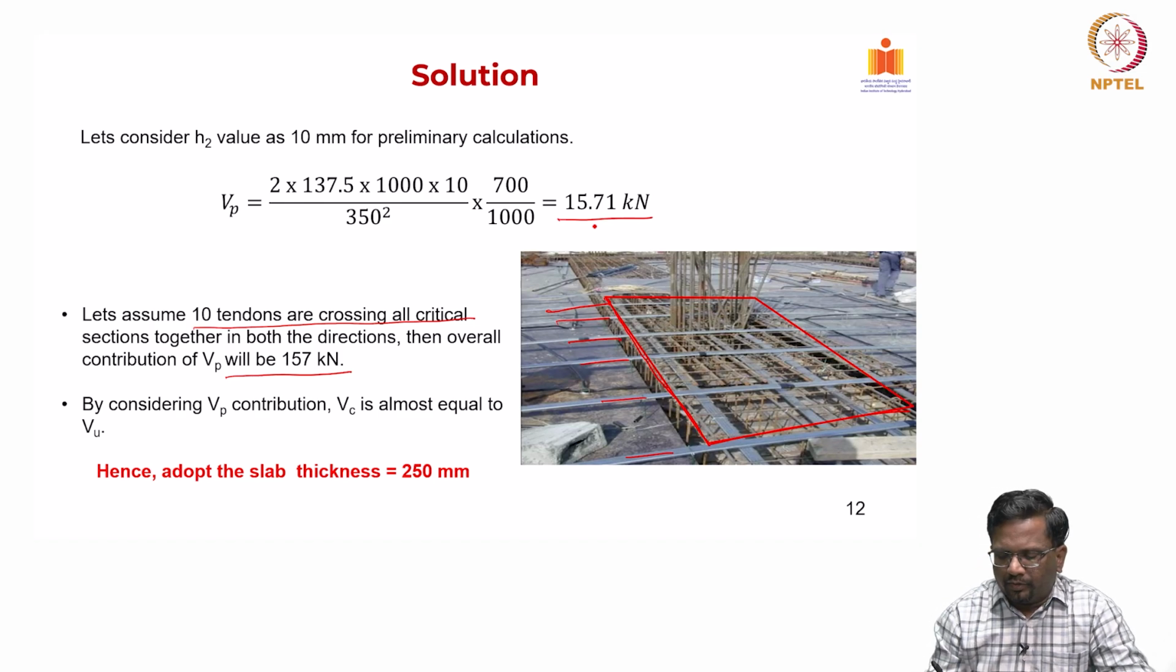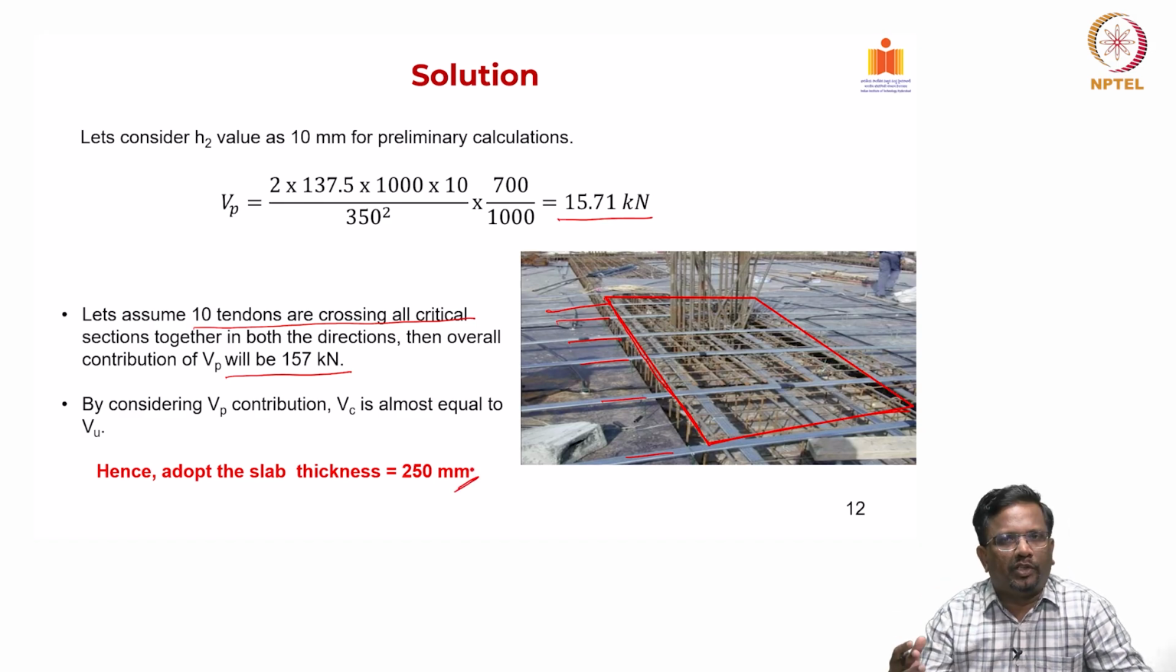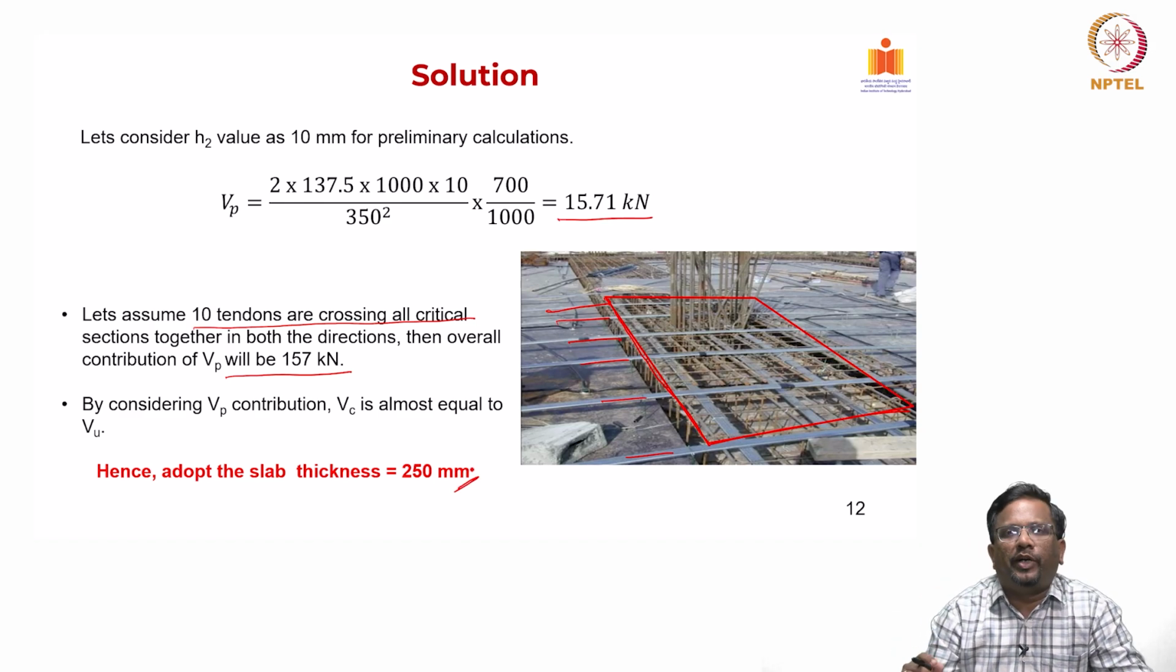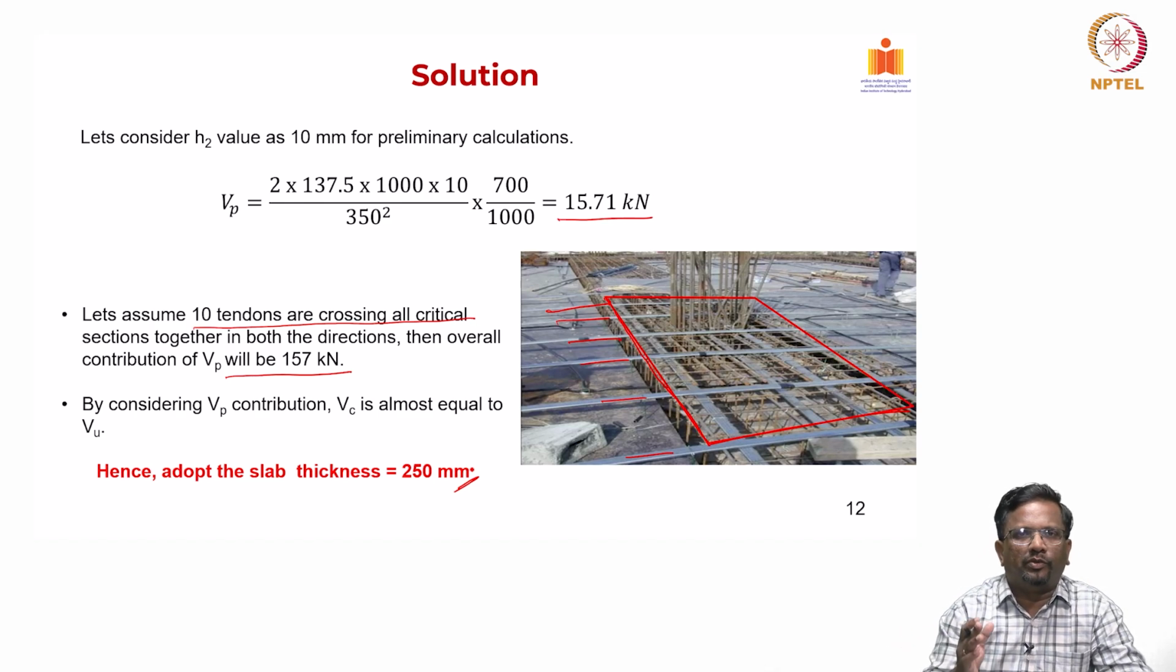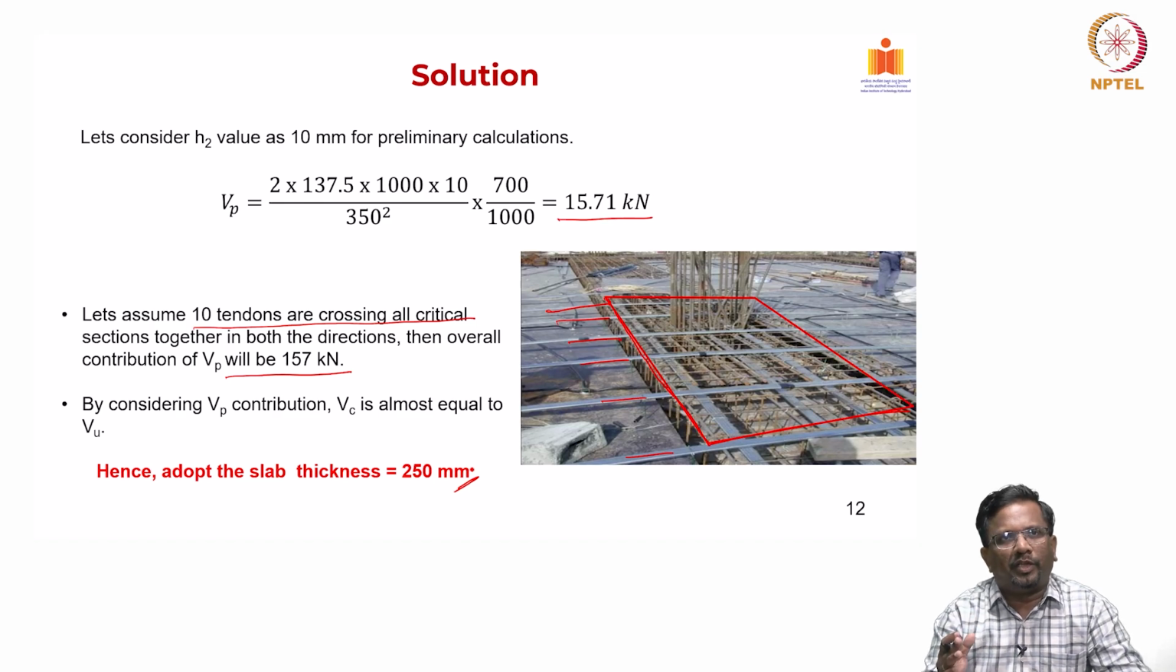If at all there is still a problem in terms of punching shear, then what I can do is go ahead and put a drop panel or a column capital at a later point of time, but not at this point of time. So we say that now the shear capacity and demand are nearly the same. So we can go ahead and take 250 millimeter as the thickness for the slab.